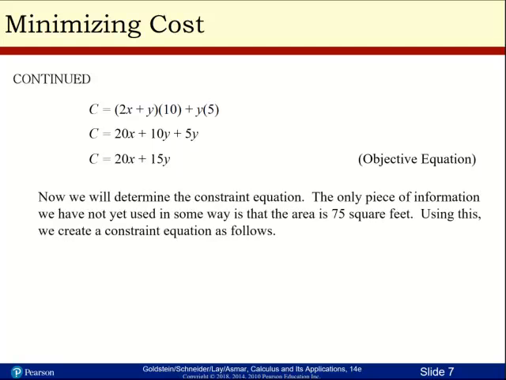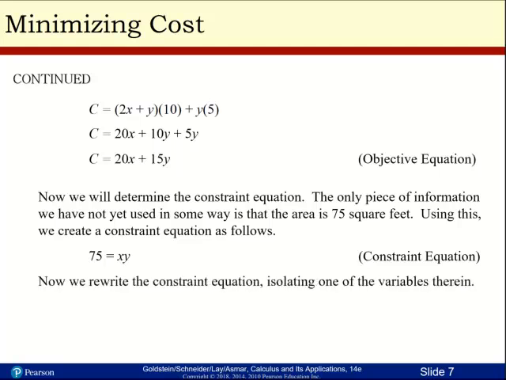We're going to determine the constraint equation. The only piece of information we've not used yet in some way is that the area is 75 square feet. Now, using this, we're going to create a constraint equation as follows: 75 equals x times y. We're going to rewrite it so that we can isolate one of the variables in it, and we're going to just choose x is equal to 75 over y.